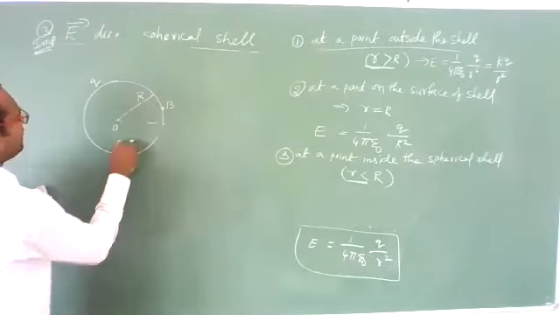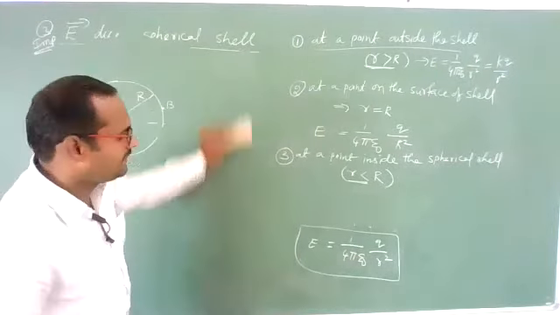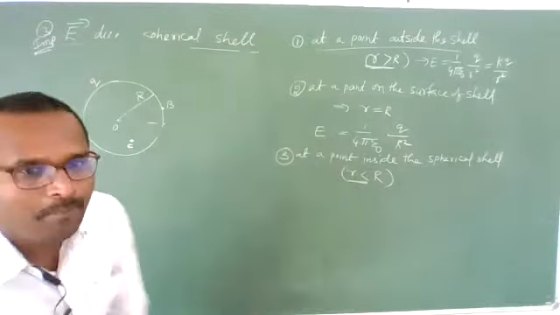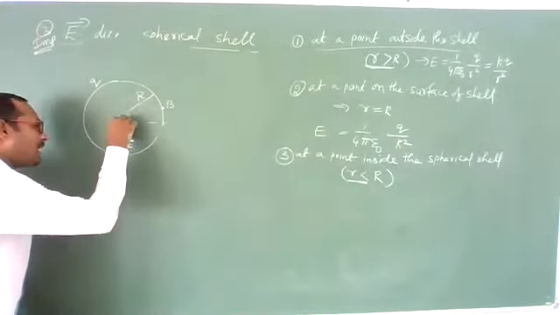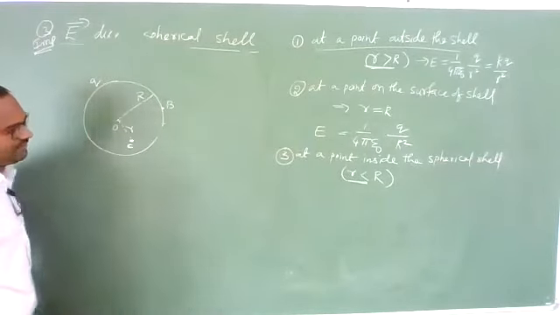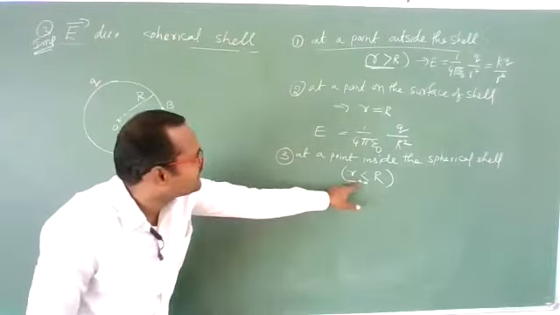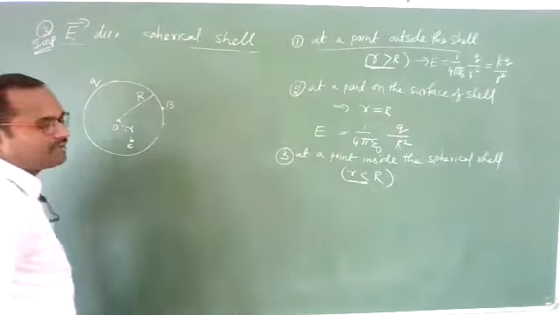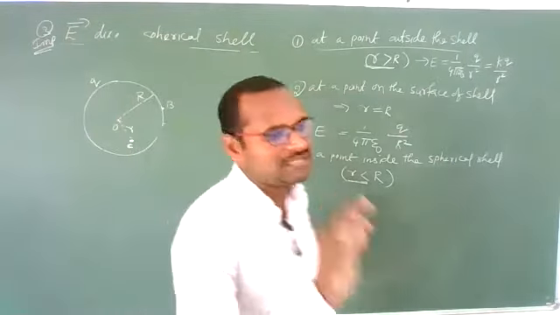Now at this point C, what do I want? I want the electric field. Let us imagine point C is at a distance of small r from the center of the spherical surface. This small r is less than capital R. Now at this point I want the electric field, so for finding it, I will use Gauss law again.